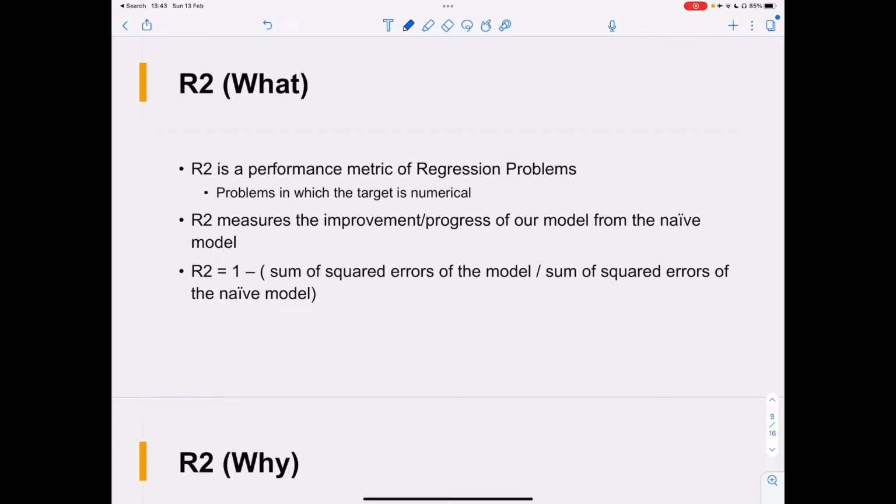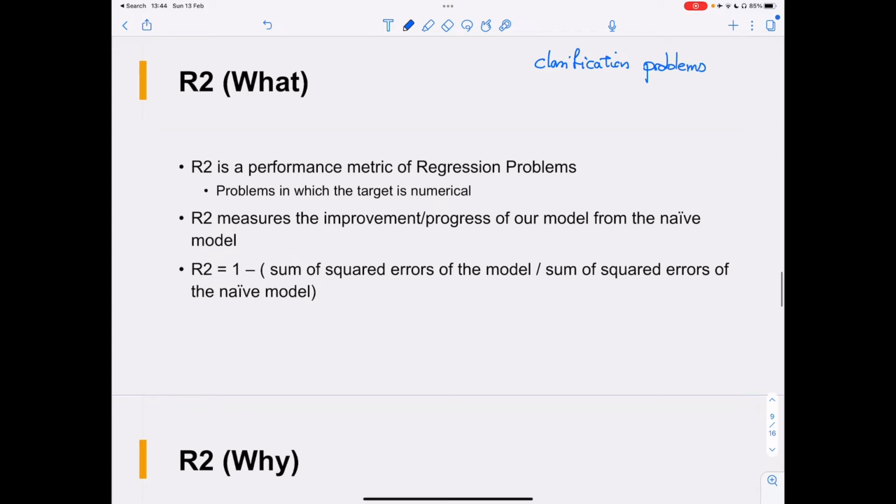Okay, so far so good. But what about regression problems? So till now we talked about classification problems. Okay, and we had the accuracy in our toolbox, and we learned about true positive rate and true negative rate. But what about regression problems?